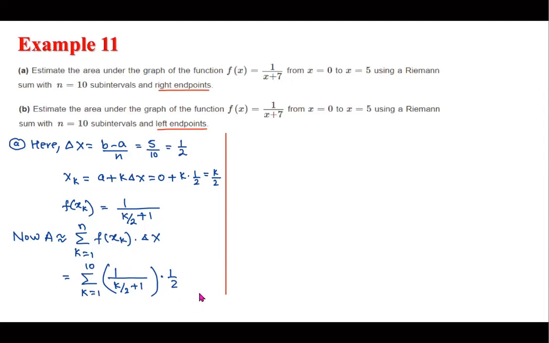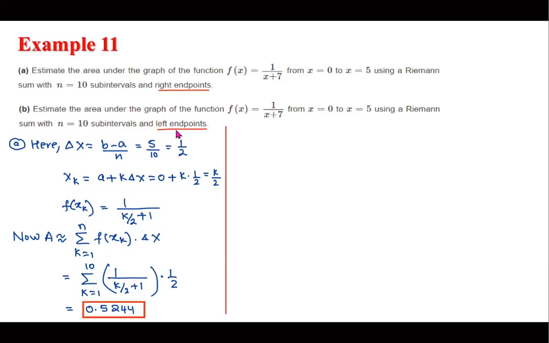You can simplify this using any computer or calculator. If we type all this in the calculator, you should get 0.5244. So that is our right Riemann sum. Remember, this is the approximate value. If we draw the graph of this function and want to find the area under it from x equal to 0 up to x equal to 5, bounded by the x-axis, the approximate area will be 0.5244. That is the right Riemann sum.